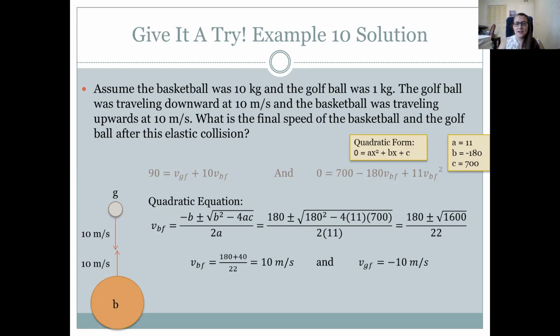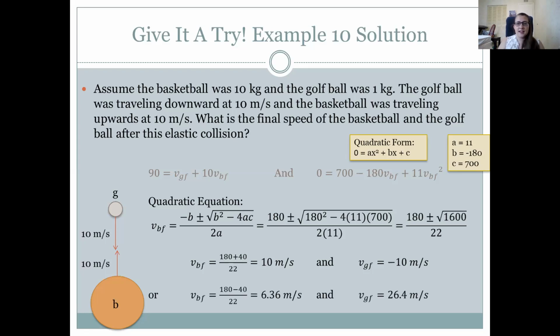So when we take the square root of 1,600, we get 40. So our first set of answers is 180 plus 40 divided by 22, which ends up being 10 meters per second. And then when we take 10 meters per second and plug that into our first gray equation, the 90 equals equation, we get a VGF of negative 10 meters per second. So that's our first set of possible answers.